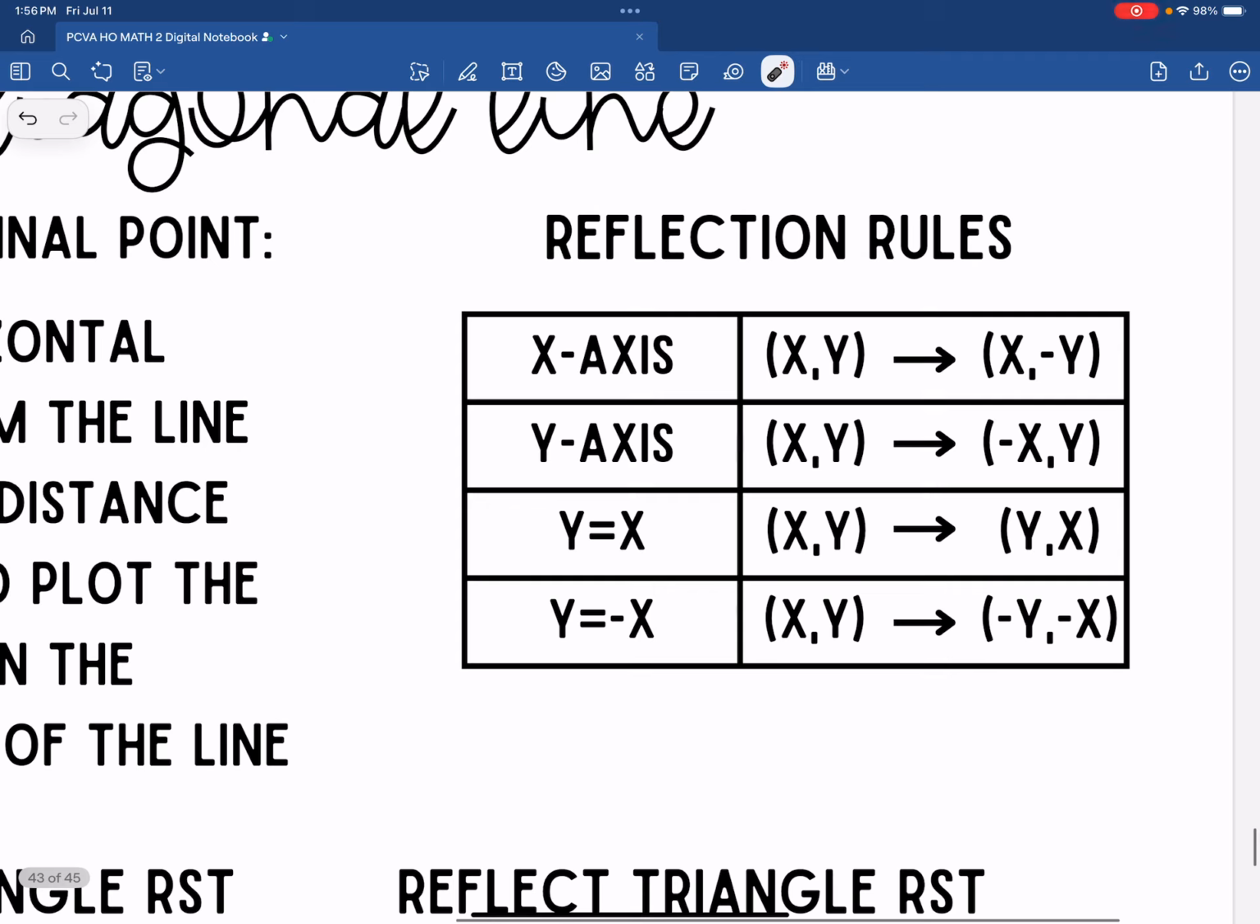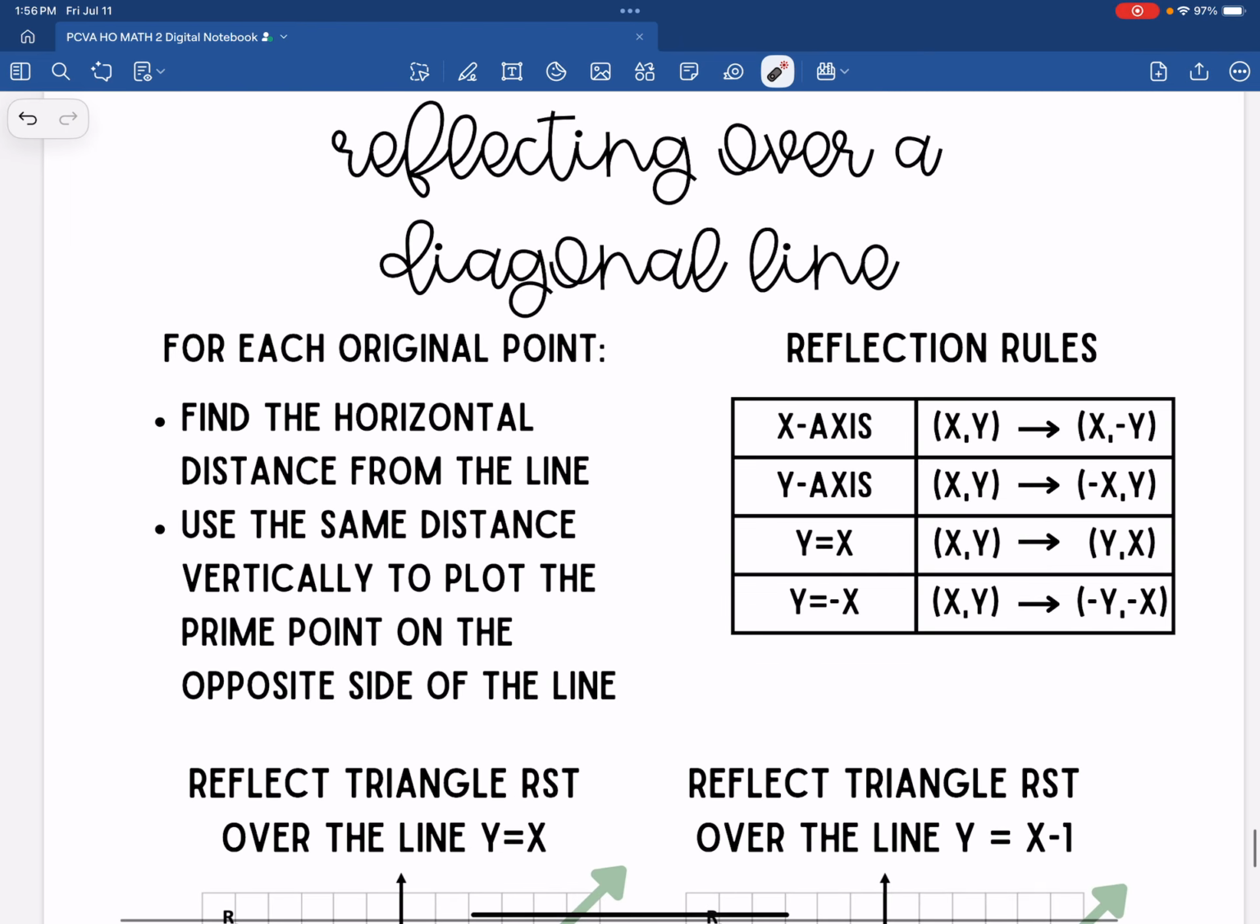Now we do have very specific diagonal lines that we can also do, or you can use the rule I'm getting ready to show you in a second. So if I have y equals x or y equals -x, there is a rule for that one. For y equals x, I take my original and all I do is flip the values of x and y. So the y becomes the x and the x becomes the y of the new point. And then if it's y equals -x, you still flip the x and the y, but this time you inverse it and change the sign. So those are some rules that we can go by, and we'll show that in a second.